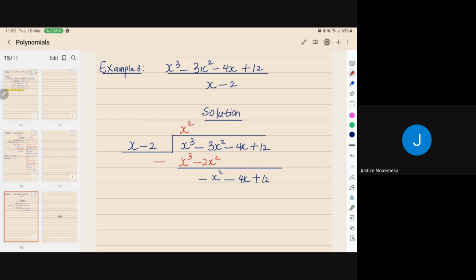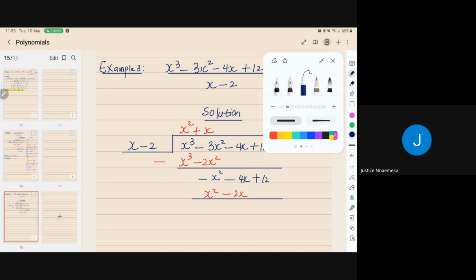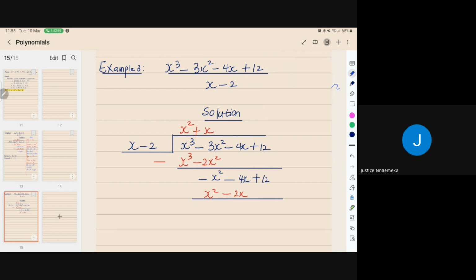So the next step now, we'll go again. x squared divided by x is going to give us what? Just x. Is that not so? So when we multiply, we'll have x squared. x times minus 2 will give us minus 2x. Is that not so? Then here, I'm going to bring down as always. So let's bring it down right here.